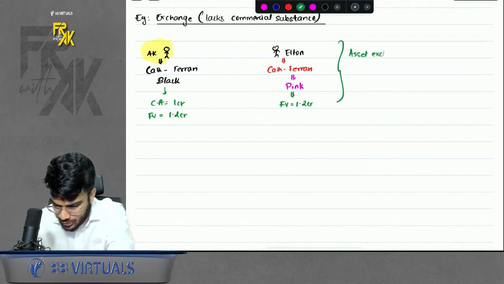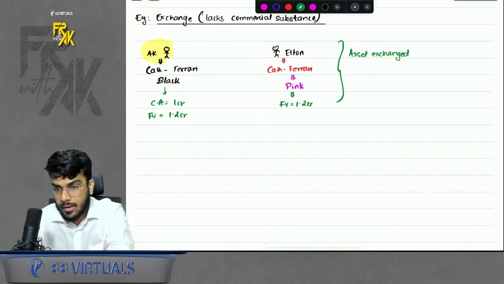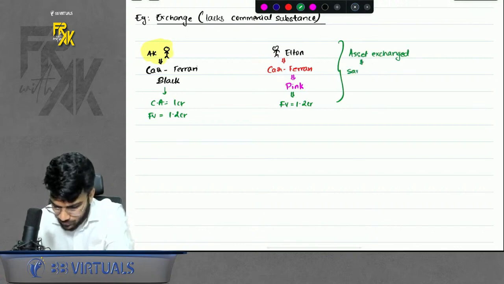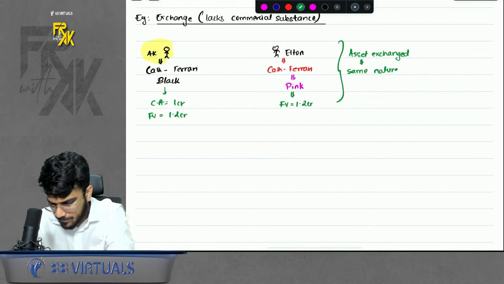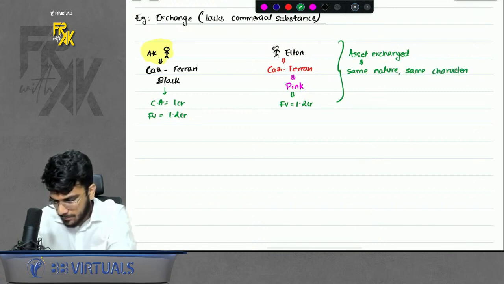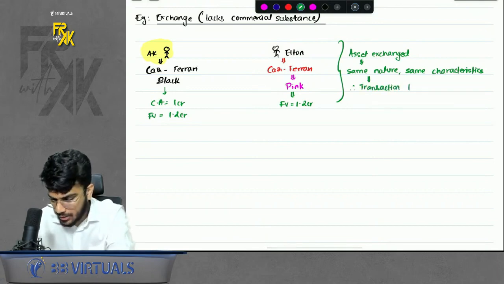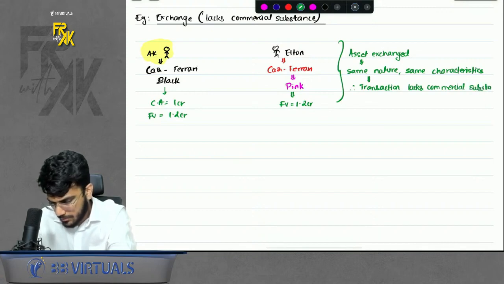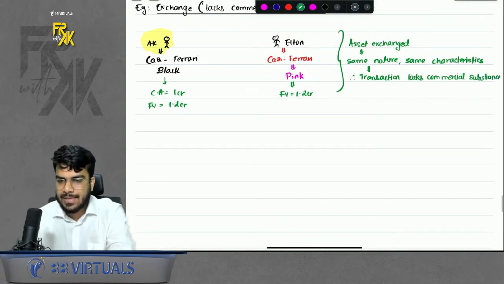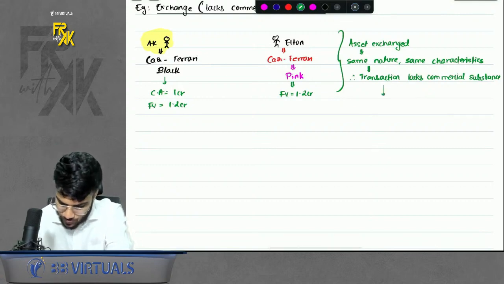See, write asset exchanged, put an arrow and then write same nature, same characteristics, again one arrow, therefore transaction lacks commercial substance. In such case, how many preferences do we have?